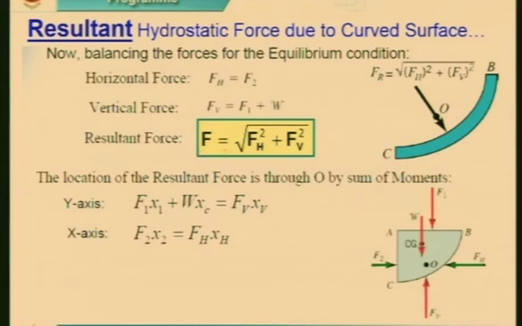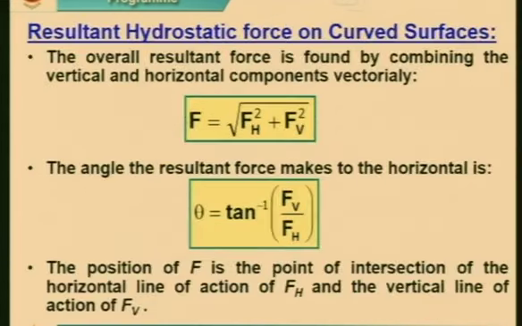The formula is in front of you. F is equal to the square root of FH square plus FV square. Is it okay? Now tan theta we can calculate, same formula, FV by FH. So now we need to know how this projected area concept is going to work. But before that I conclude here.